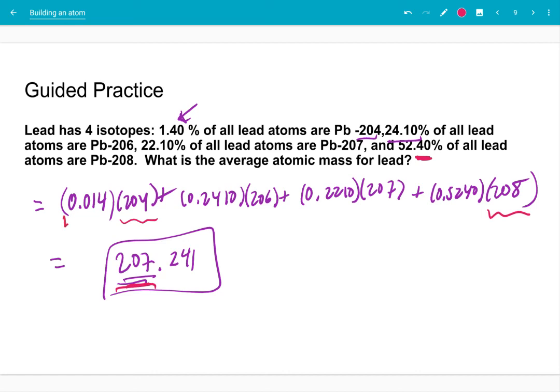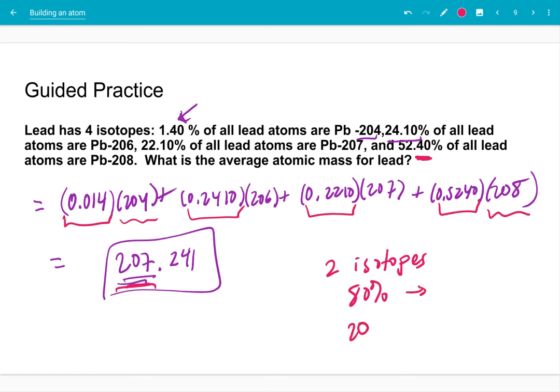You could always double check that these percents converted to decimals add up to 1. Now, if you are given an element and it has just 2 isotopes, and let's say one is 80% and they don't tell you the percentage of the other isotope, I'm assuming you could figure out that the second isotope would be 20% and still find the average atomic mass.